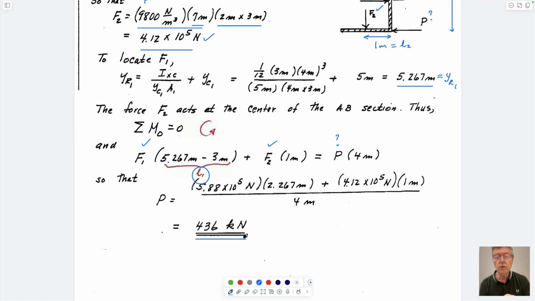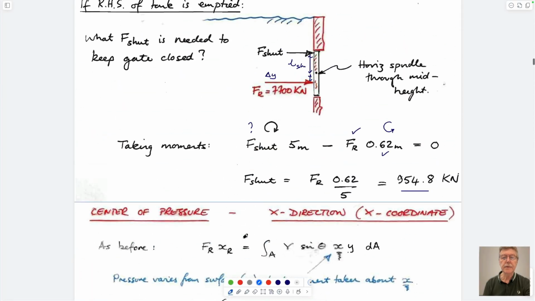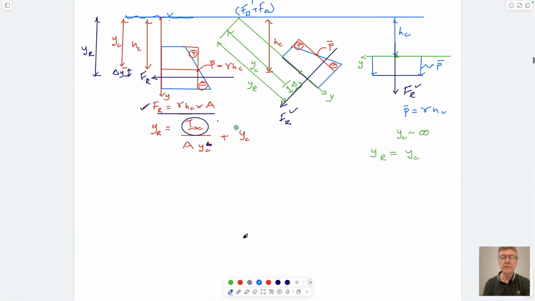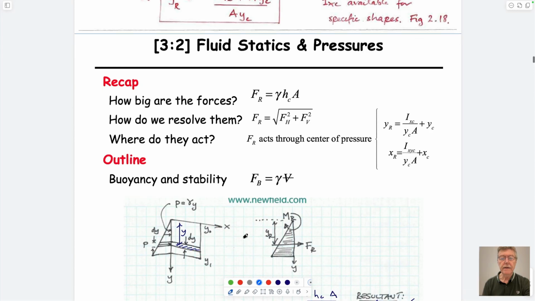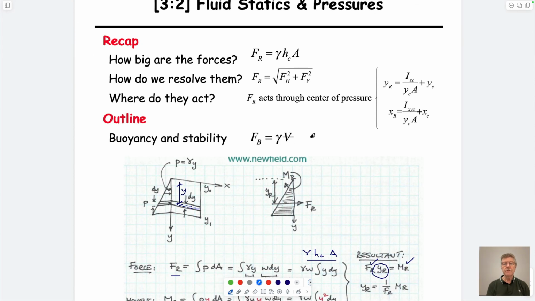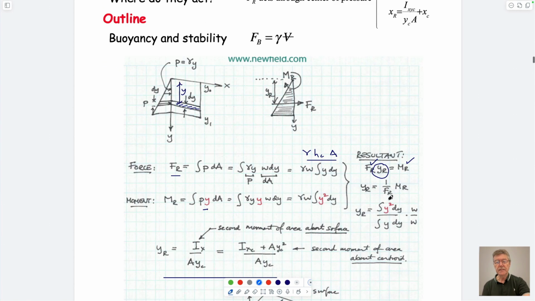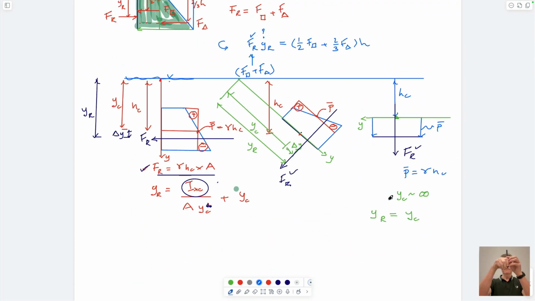So just to, ad nauseum, I don't want to be pedantic about this, but to make the case that we calculate the size of the force by using this general expression. Importantly, h sub c is the vertical distance to the centroid below the surface, always. And this is always true. And it doesn't matter whether we are vertical, angled, or horizontal, always true.